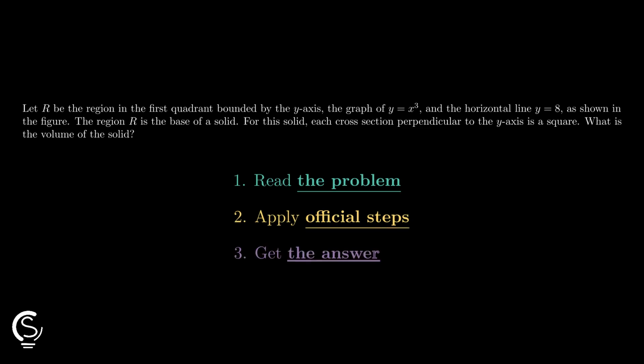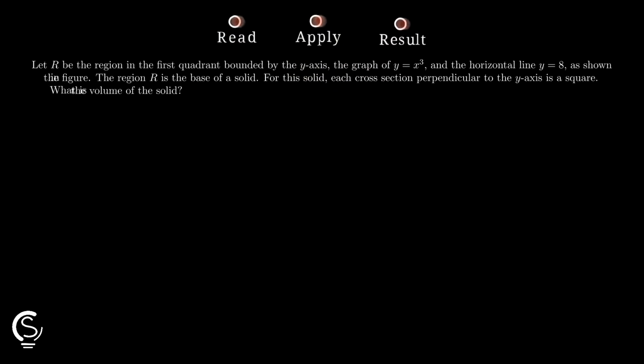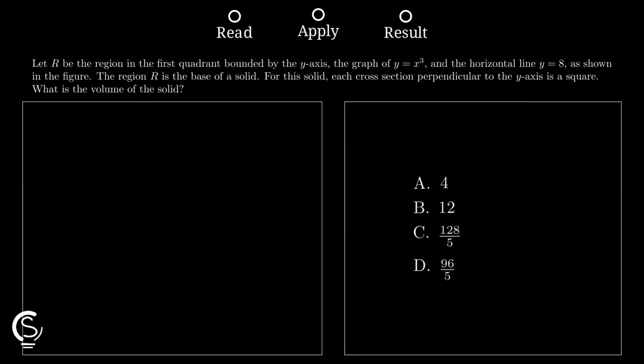Let's go! Volume with square cross-sections looks scary, but this one collapses fast if you track the side length using y instead of x. Since slices are perpendicular to the y-axis, each square side is the horizontal width of the base region at height y, from x equals 0 to y equals x cubed.